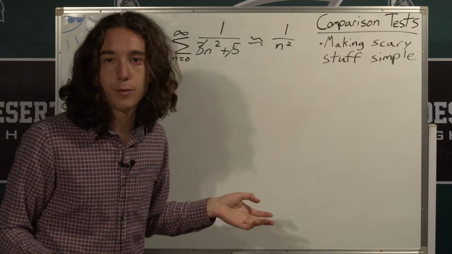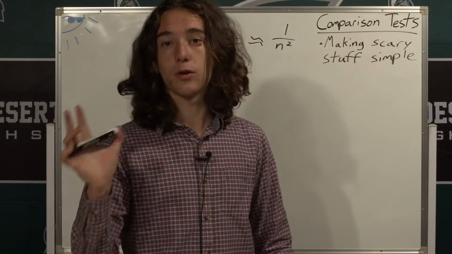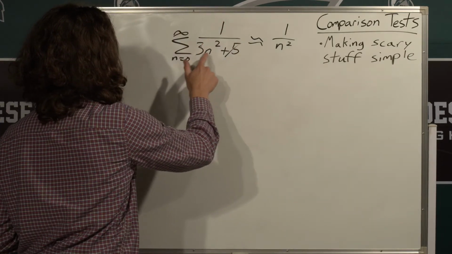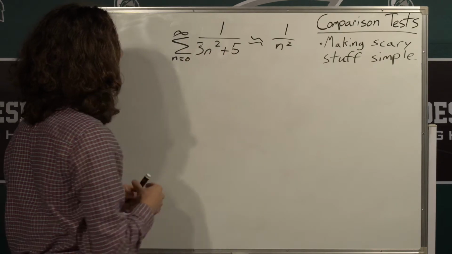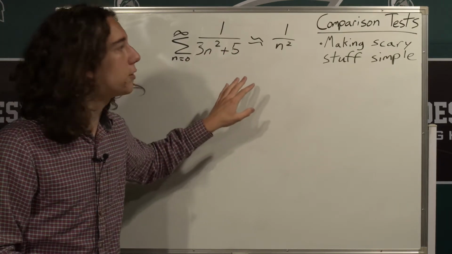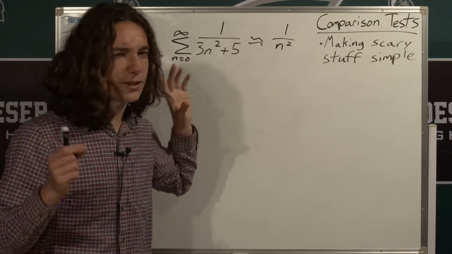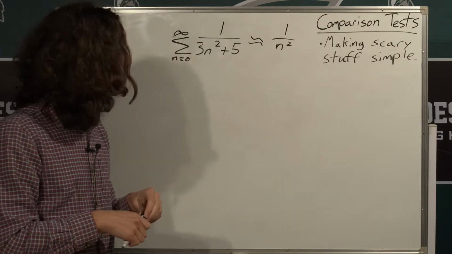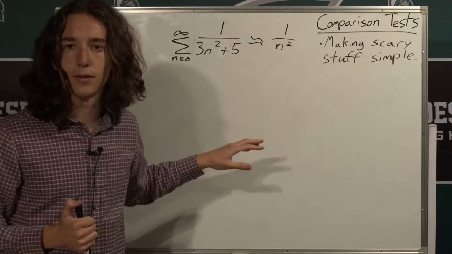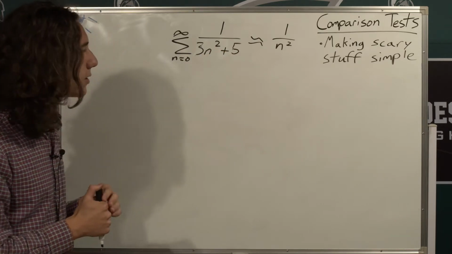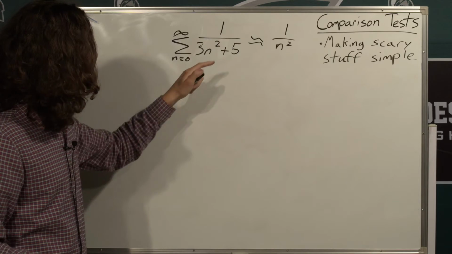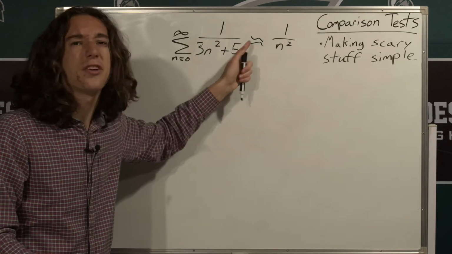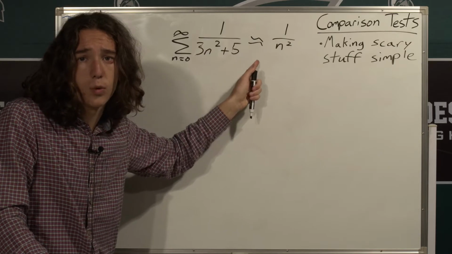And so how precisely can we do this? Well, we can do this directly. I've chosen an example where you know the relationship between these two, term by term. You can say, well, these aren't just approximately the same, but every single term in 1 over 3n squared plus 5 has to be less than every single term in 1 over n squared.